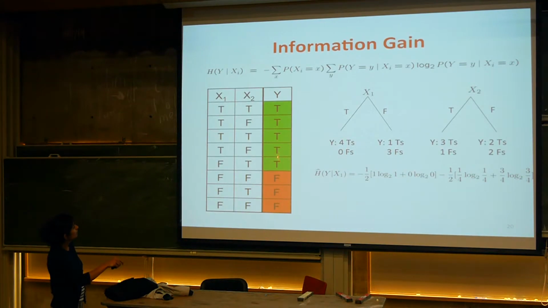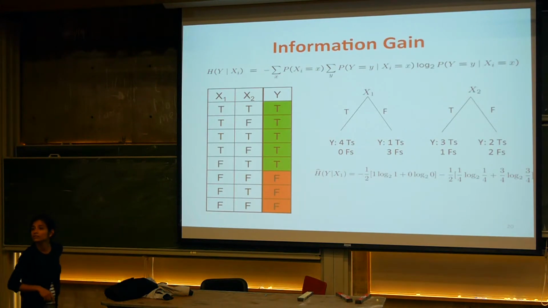And when we condition on x1 being false, we have 1/4 of the times y is 1. So we have 1/4 log 1/4 and 3/4 log 3/4. So I hope people follow that. We can write the same.